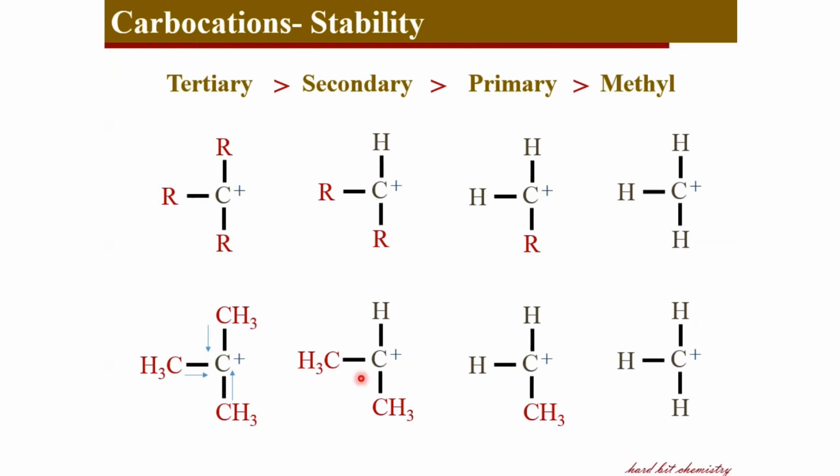Whereas for secondary, there are only 6 alpha hydrogens, so only 6 resonance structures are possible. For primary, there are only 3 alpha hydrogens and the number of hyperconjugated structures is 3. For the methyl one, there are no alpha hydrogens. Therefore, as the number of alpha hydrogens decreases, the extent of hyperconjugation decreases, and therefore the extent of stabilization decreases. Again, based on the idea of hyperconjugation, you can say that the carbocation stability follows this order.